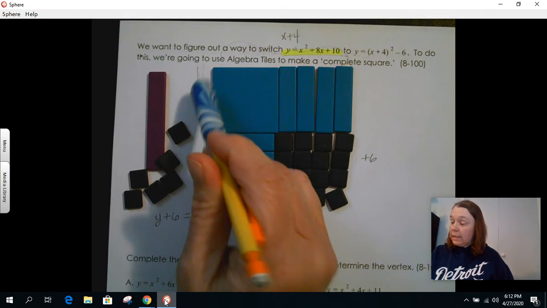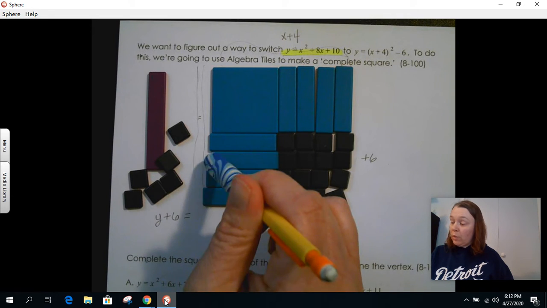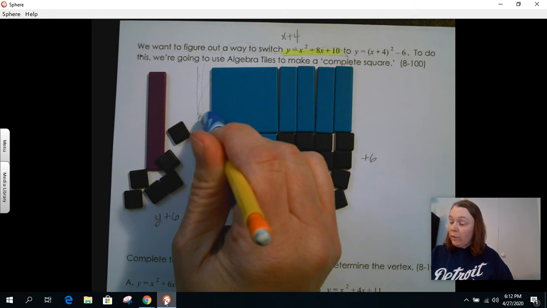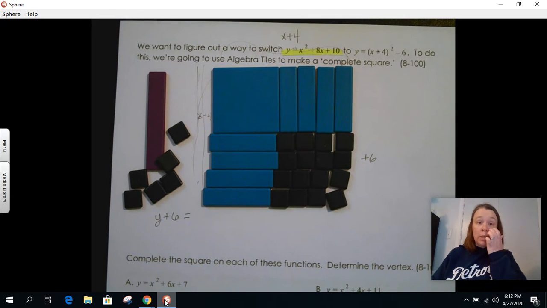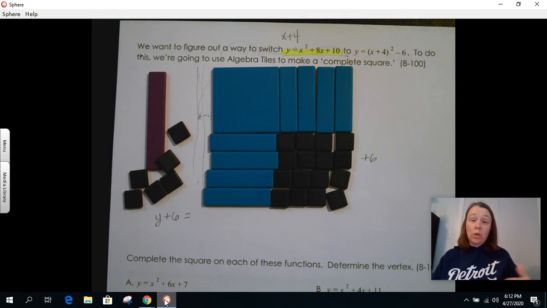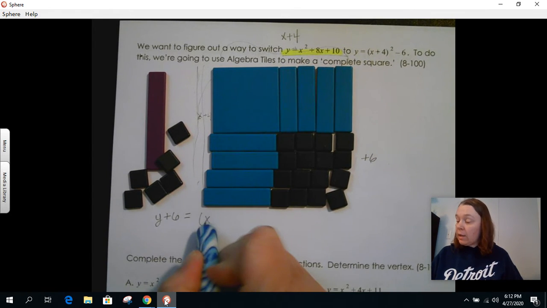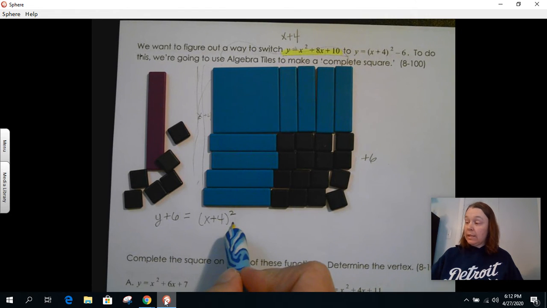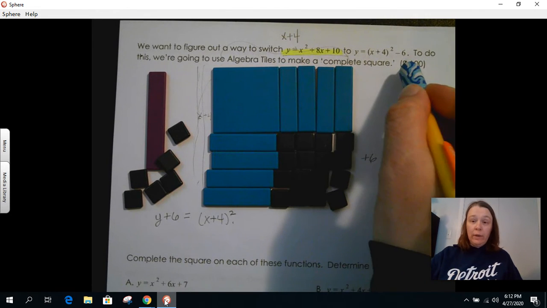Okay, and then on this side, I've got an x and a 1 and a 1 and a 1 and a 1, which is another x plus 4. Okay, the whole point of this was to get perfect squares, to turn it into a square. So they should be the same because it's a square. So I can write that as x plus 4, that quantity squared. Do you guys see right now how close I am to getting this into this graphing form?